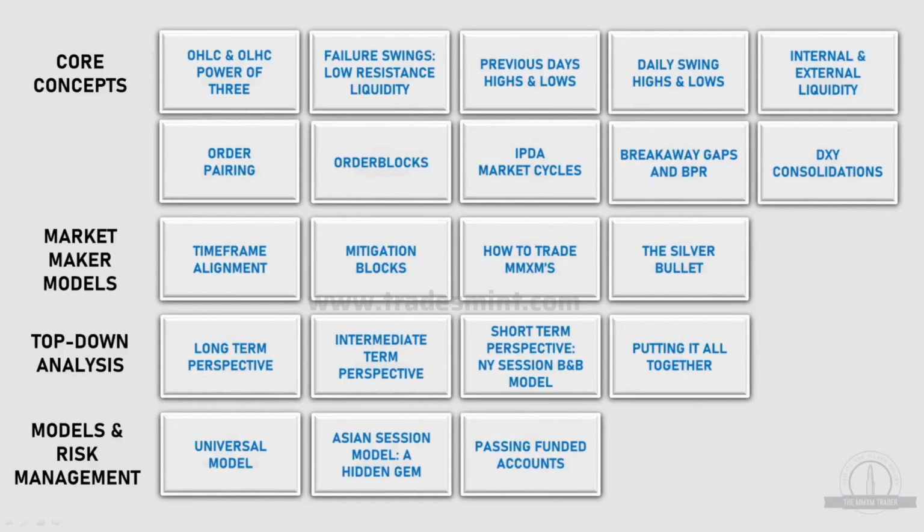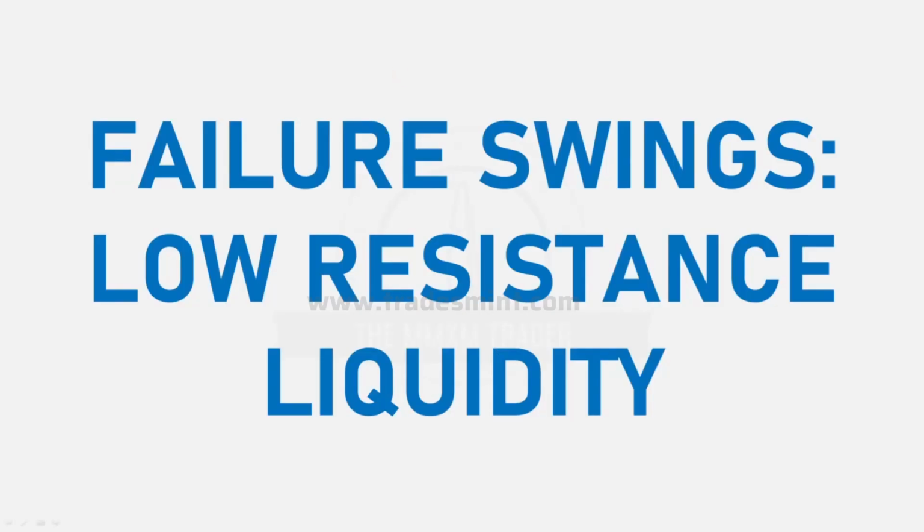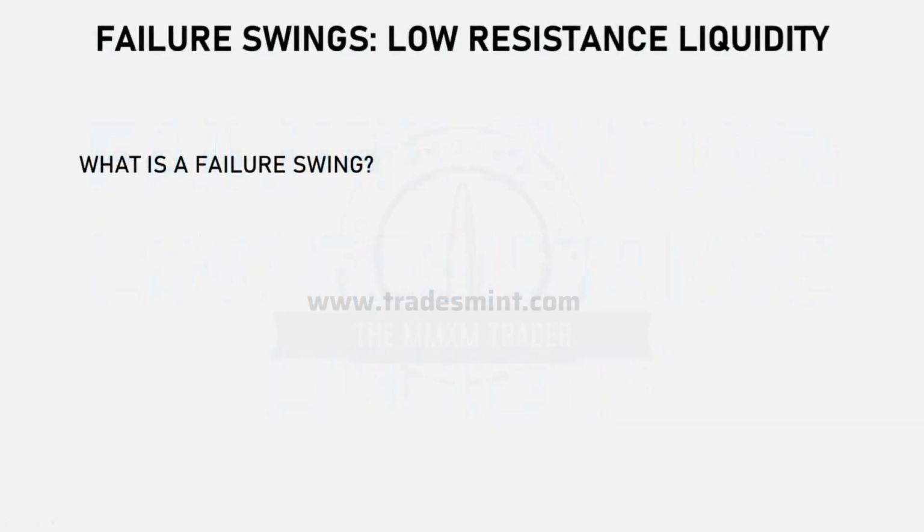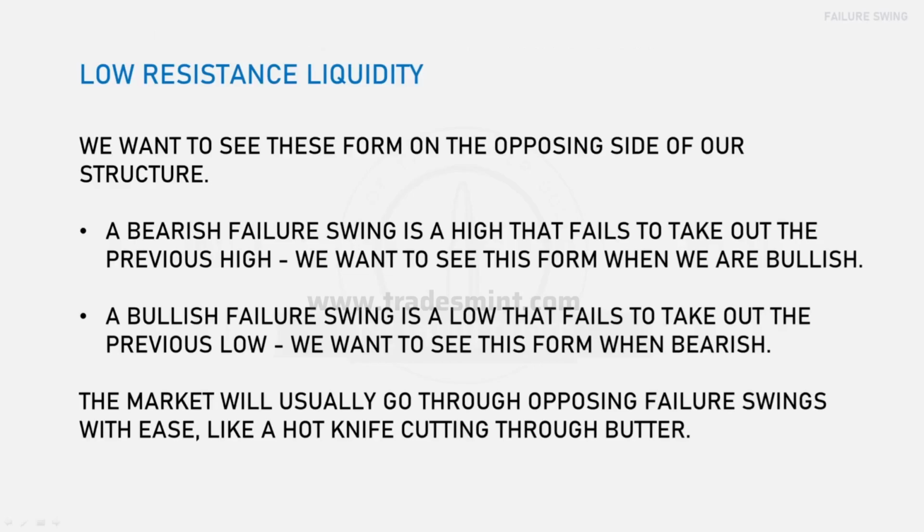Now that we went over our first lesson about power of three, let's move on to the second lesson, which is about failure swings, low resistance liquidity. First of all, what is a failure swing? A failure swing is a swing high that fails to take out another swing high, or a swing low that fails to take out another swing low. So this is low resistance liquidity, and we want to see this form on the opposing side of our structure.